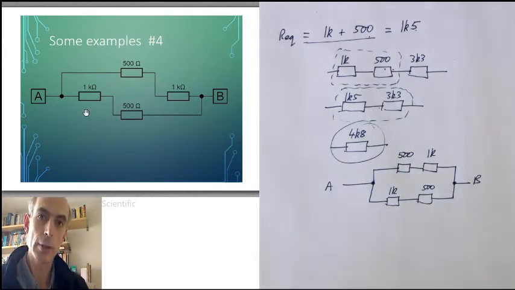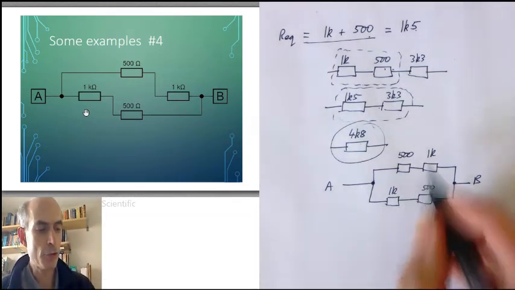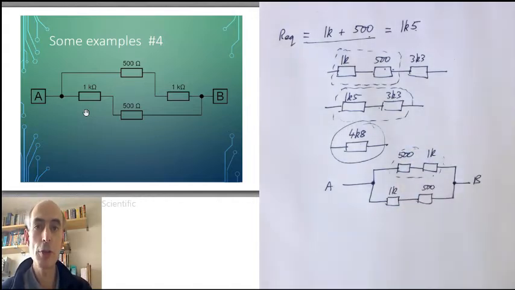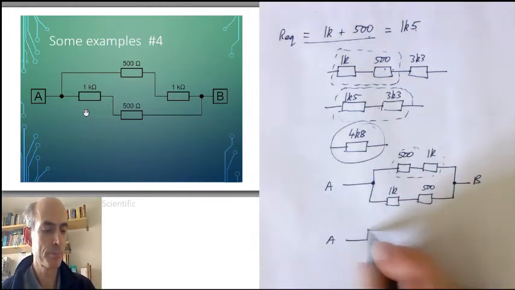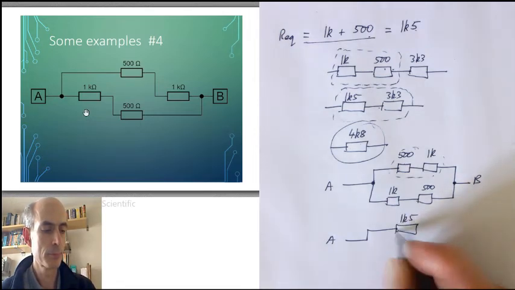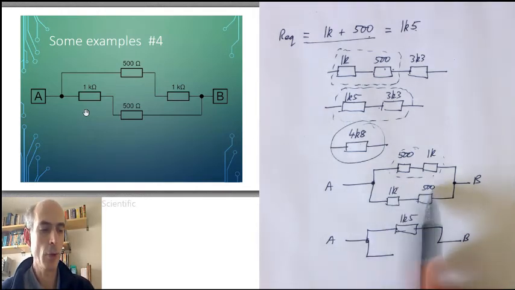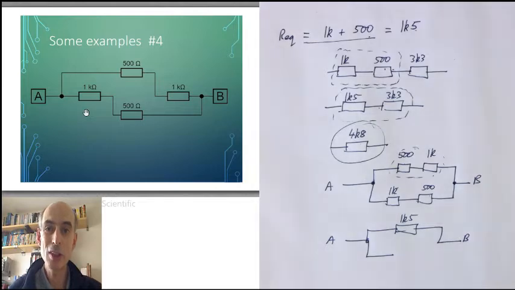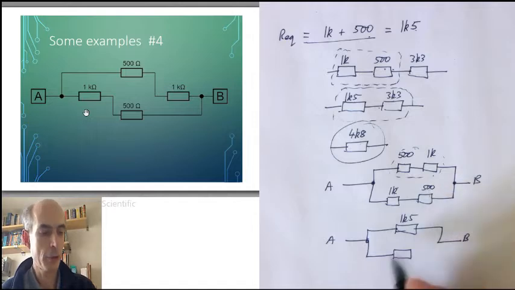And now we have to apply our formulas iteratively. First stage, notice that these 2 resistors are in series, and therefore we can replace them with a single equivalent resistor which has the sum of those 2 values. So we could replace those 2 with just a single 1K5 resistor. Secondly, these 2 resistors are in series as well, so we can replace them with a single equivalent resistor which is also 1K5, 1000 plus 500.